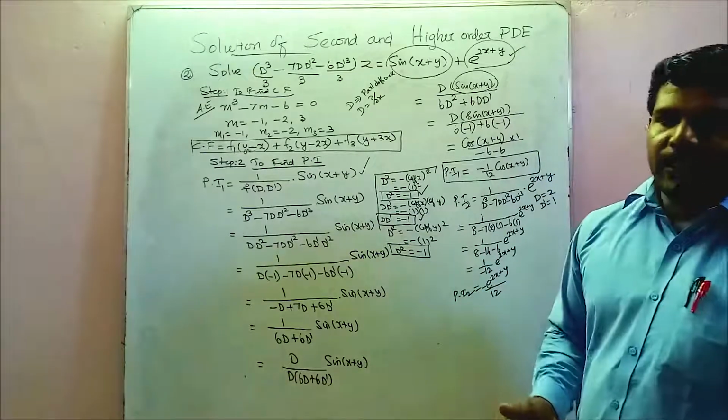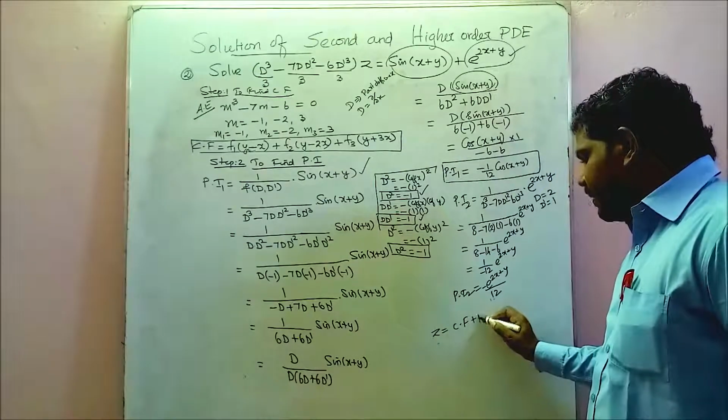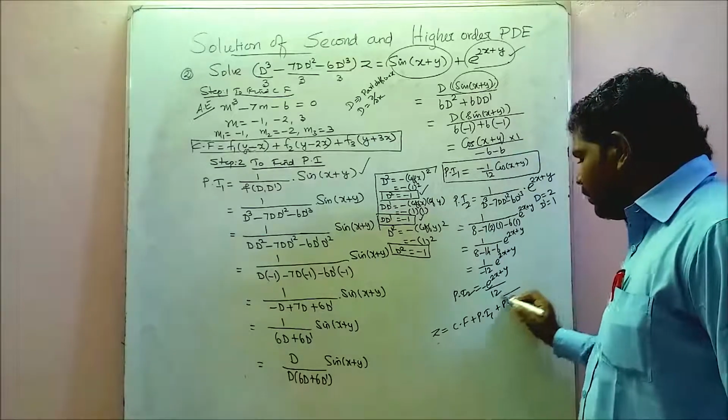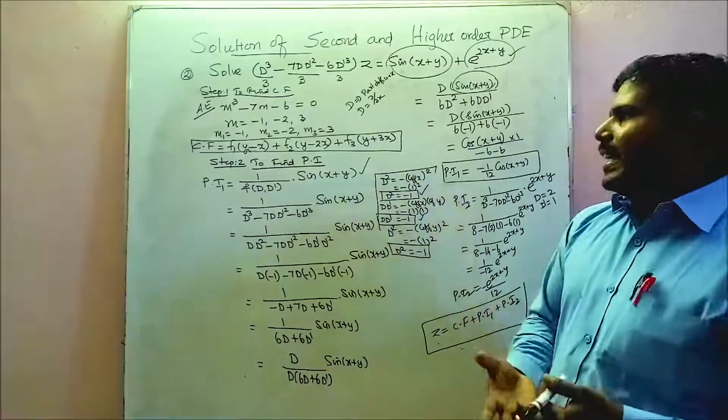Finally, we can write the general solution z equal to CF plus PI1 plus PI2. Now if you substitute the CF value, PI1 value and PI2 value into this, we will get the required answer.